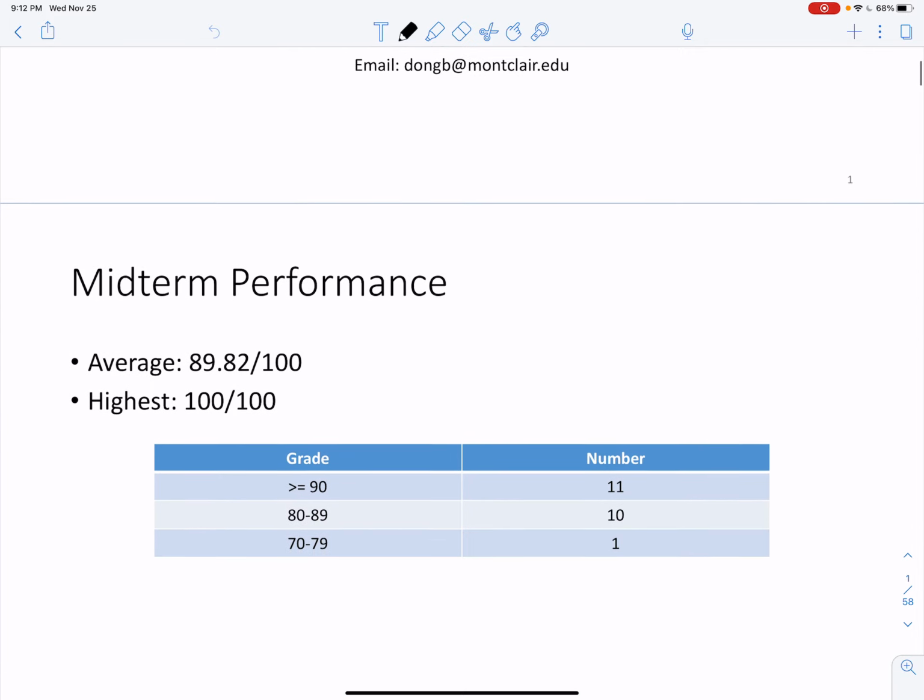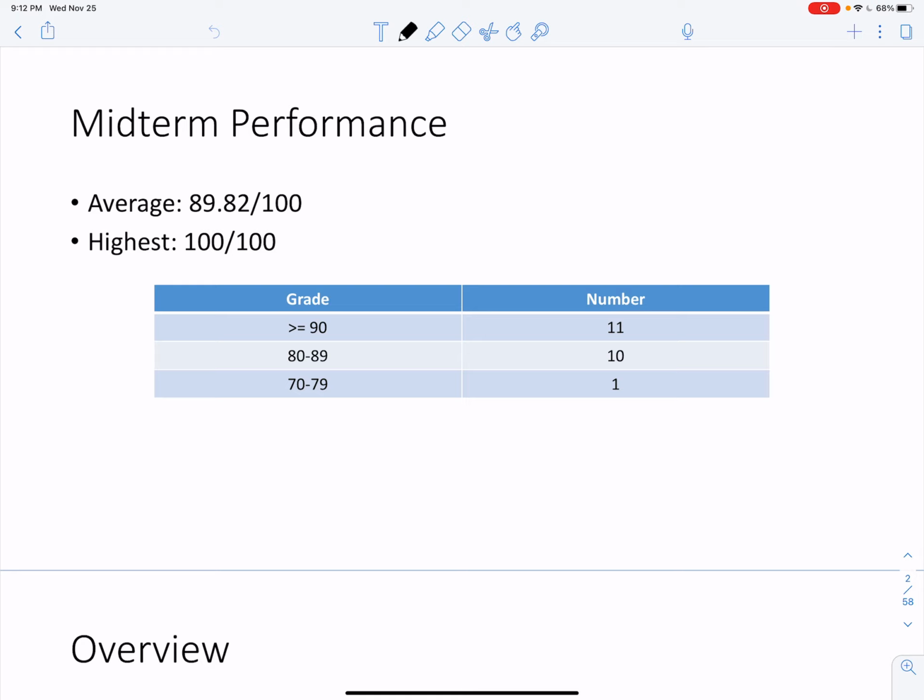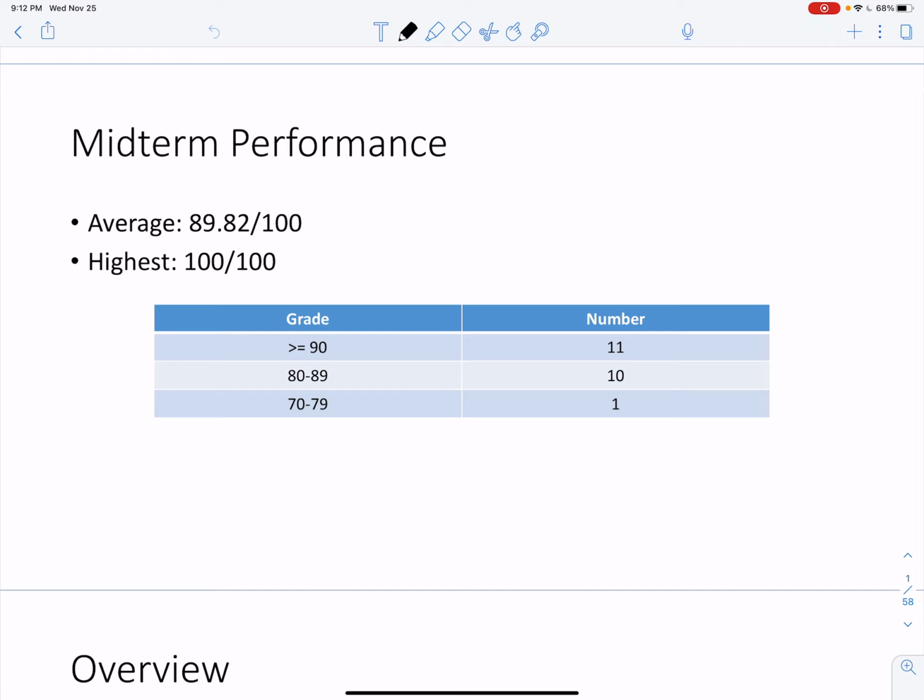Okay, so before I talk about main memory, let's talk about the midterm performance. I'm very proud, because today, after I finished grading the midterm, I feel very proud of you, and I'm very happy. The average grade is very close to 90, and out of the 22 students in our class, we got one student with 100 out of 100. That is perfect. This is the distribution of the grades. All of the students got 70 or higher, and we got 11 students with a grade of 90 or higher.